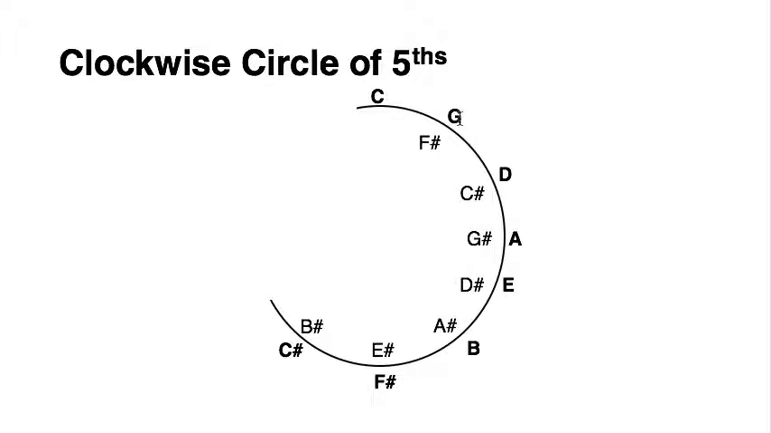So C major has no sharps. G major has 1 sharp, F sharp. D major will have 2 sharps, C sharp and whatever came before, F sharp. A major will have 3 sharps, G sharp, C sharp, F sharp. E major will have 4 sharps, D sharp, G sharp, C sharp, F sharp, etc.